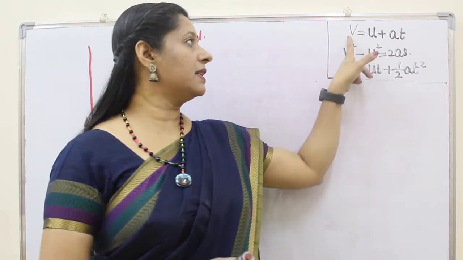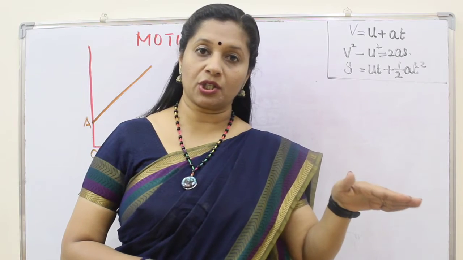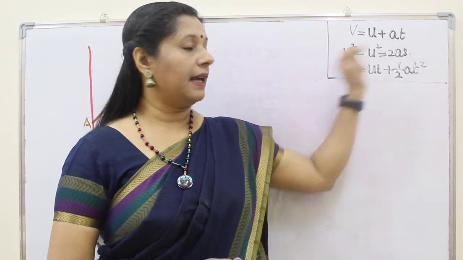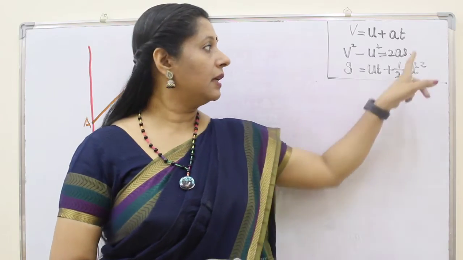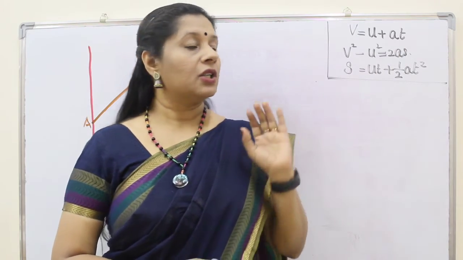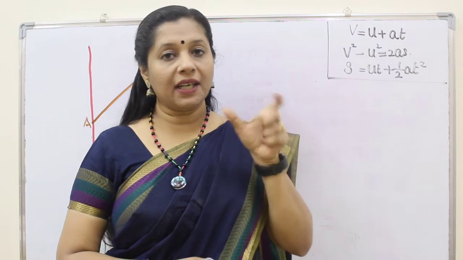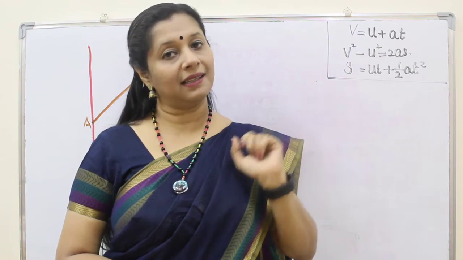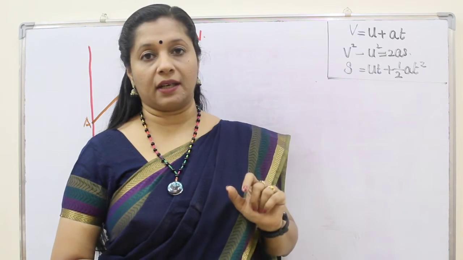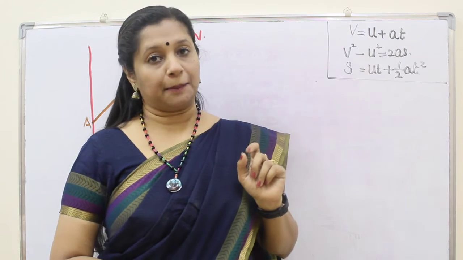Then final velocity is represented as v. Again, if an object is coming to a halt or stop, final velocity will be 0. Then a for acceleration, t for time, s for distance travelled. So when you look at the first equation, v is equal to u plus at, here we are trying to connect velocity and time. Whereas s is equal to ut plus half at square, here we are trying to connect distance travelled with the time.